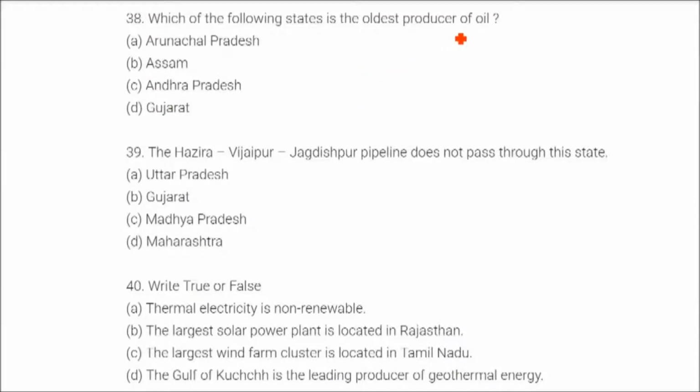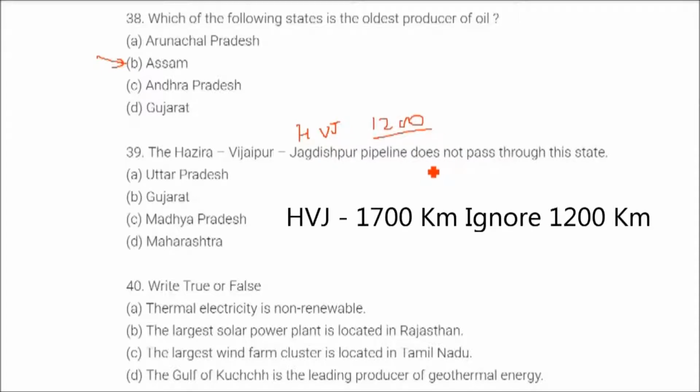Which of the following states is the oldest producer of oil? It's Assam. The Hazira Vijaypur Jagdishpur HVJ 1200 kilometers pipeline does not pass through which state? The answer is Maharashtra.